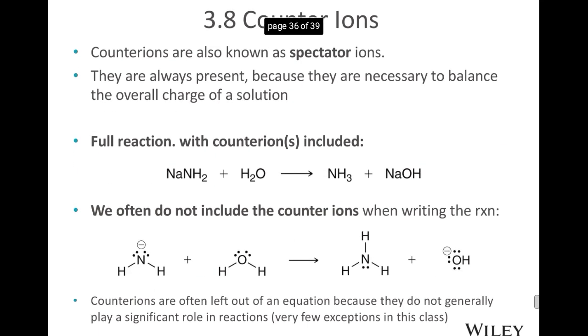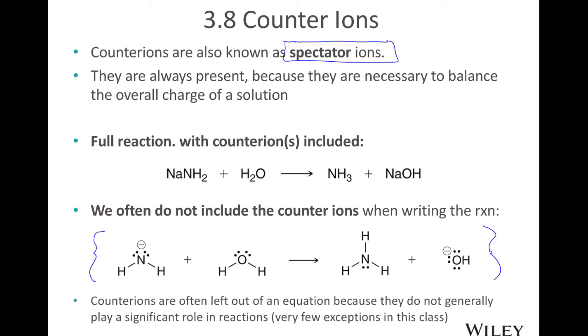Counterions. Counterions are also known as spectator ions. If you studied total ionic equations and net ionic equations in general chemistry, I'm sure you talked about spectator ions. This is an example down here of a reaction that I showed in class a few lectures ago. I have my base reacting with water, and I end up with an amine and hydroxide. You might have asked yourself, I see these negative charges. What's balancing out these negative charges? Shouldn't there be a cation? And the answer is yes.